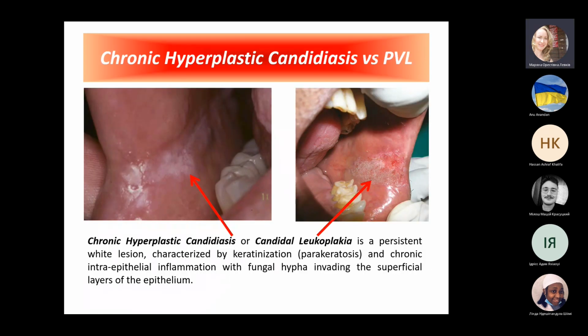Chronic hyperplastic candidiasis and proliferative verrucous leukoplakia. Hyperplastic candidiasis, its synonym is candidal leukoplakia. It is a persistent white lesion characterized by keratinization, parakeratosis, and chronic intraepithelial inflammation with fungal hyphae invading the superficial layers of the epithelium.